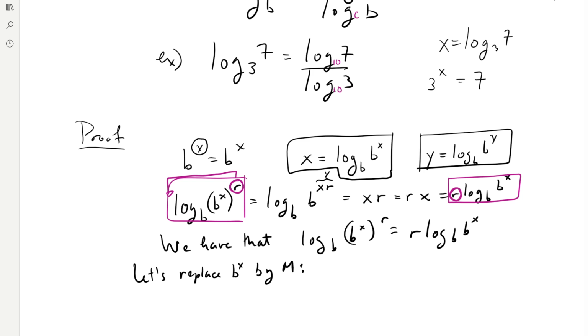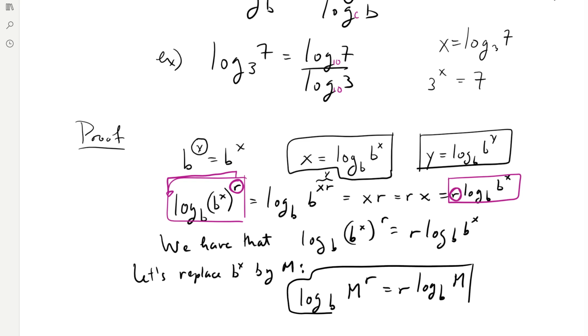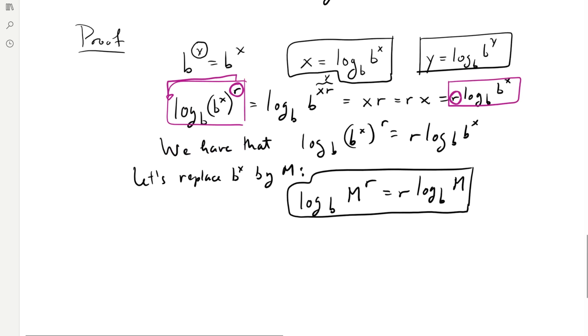So if I replace b to the x by m in the equality above, I'm going to write m to the r here. So log in base b of m to the r is r log in base b of m. And this is an important identity that essentially states a property of logarithms. And I'll just give you an example.